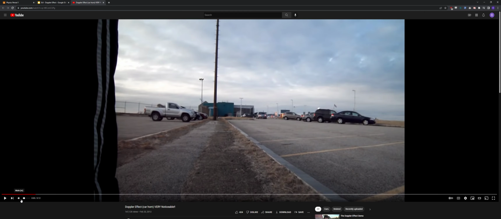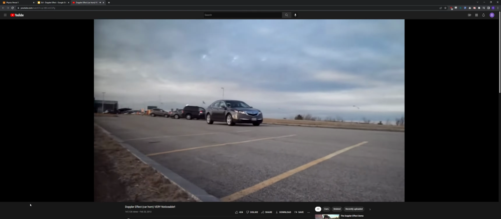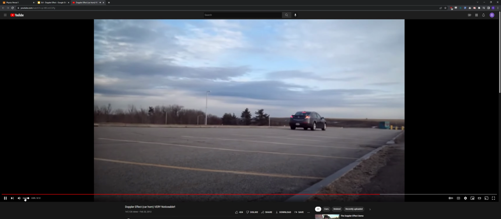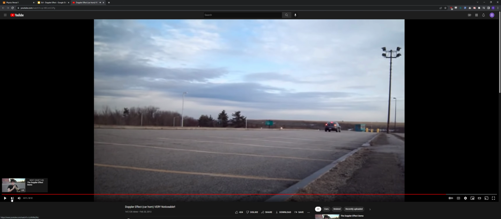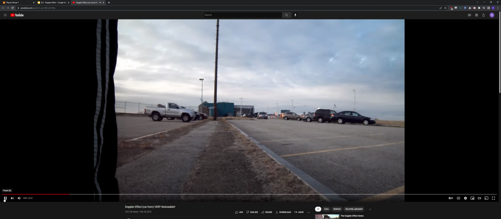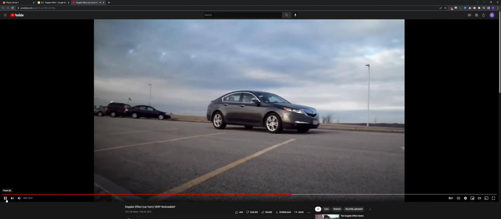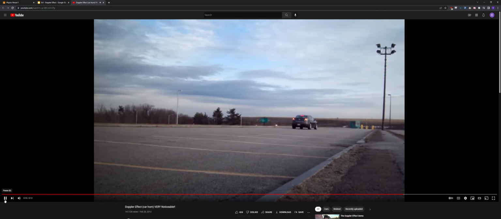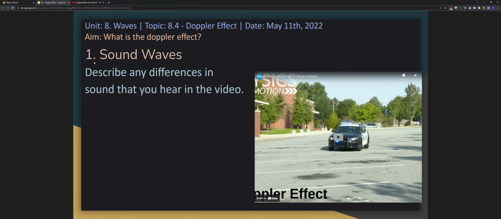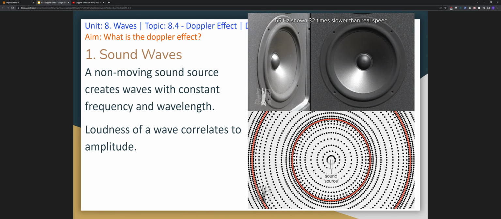Let's watch this one because I think this is more noticeable. You definitely do hear a difference in sound. Let's watch it again. As it comes towards you, higher pitch. And then as it moves away from you, it's much lower pitch. So this is called the Doppler effect. What's happening right here is called the Doppler effect, and we're going to talk about why that happens.